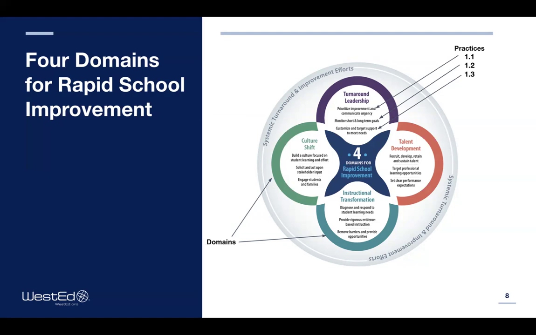For example, the practice prioritize improvement and communicate urgency under turnaround leadership is labeled 1.1, with the first number indicating the domain and the second number representing the specific practice. The other practices are labeled 1.2 and 1.3. The following slides will provide a deeper dive into each domain and its practice.